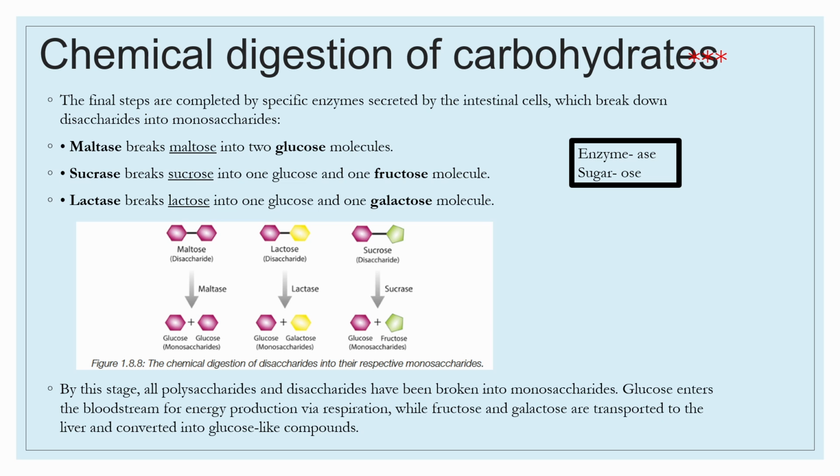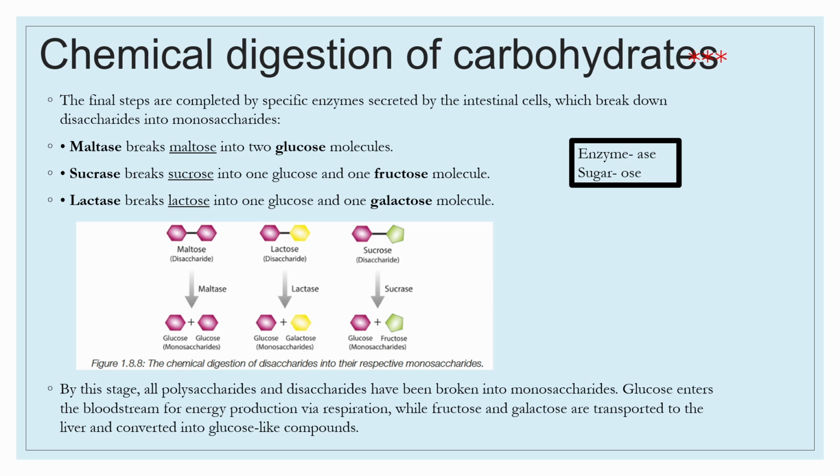We have sucrase, because we can see it's always -ase for an enzyme. This breaks down sucrose, our other disaccharide, containing one molecule of glucose and one molecule of fructose, and then this will separate into the individual monosaccharides. And eventually our lactose molecule, which is our disaccharide, will be broken down using lactase into glucose and galactose.